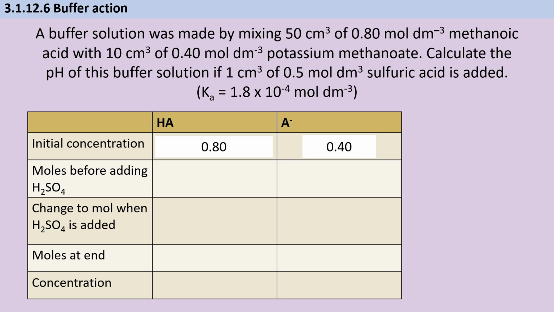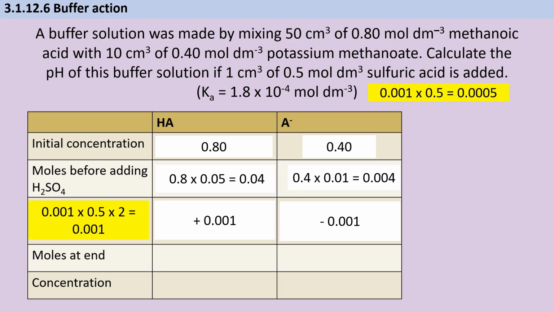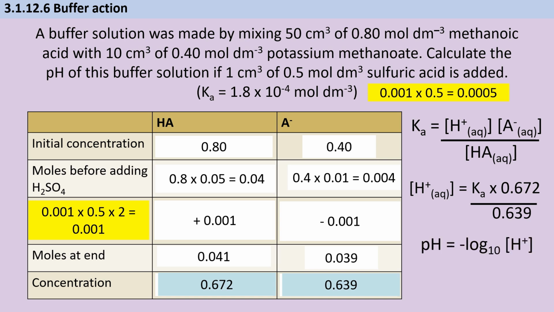So we can again start off with our starting concentrations, work out the moles, then work out how many moles we're going to be adding of hydrogen ions based on the sulfuric acid. So we've got 0.0005 of sulfuric acid, which means 0.001 of hydrogen ions. So therefore the acid is going to increase by that concentration and the anion is going to decrease by that concentration. So we can work out moles at the end and therefore concentrations at the end. Again, they go back into our Ka expression, so we can rearrange that to make hydrogen ions the subject, put that into our pH calculation and get an answer of 3.72.